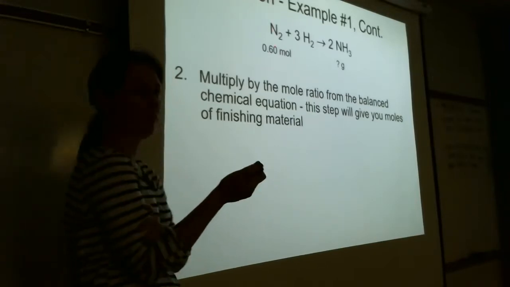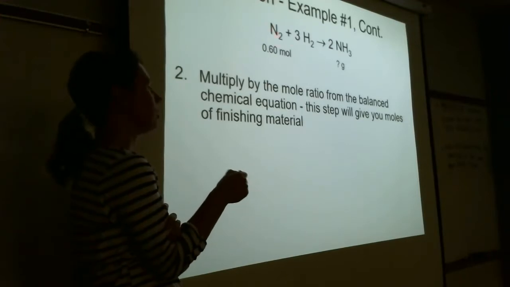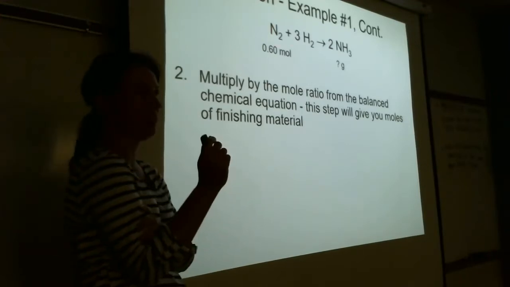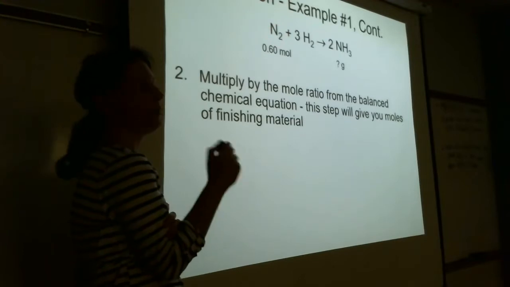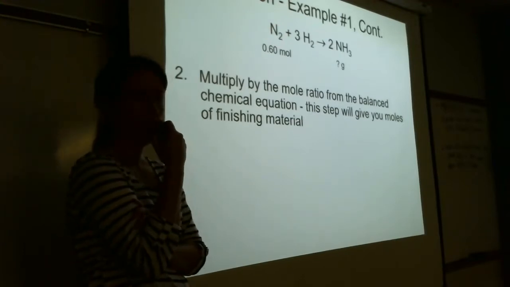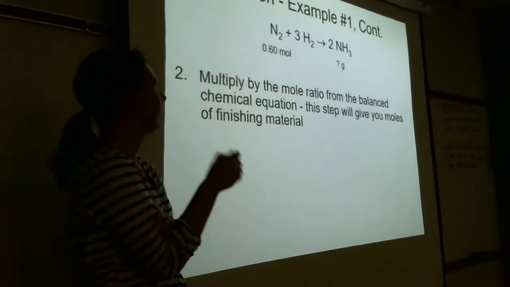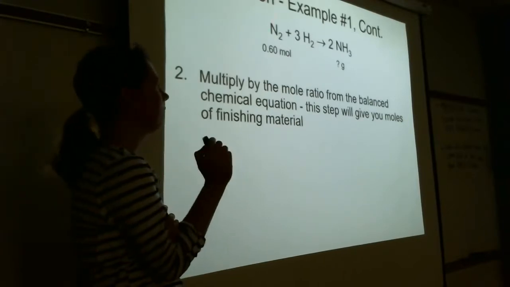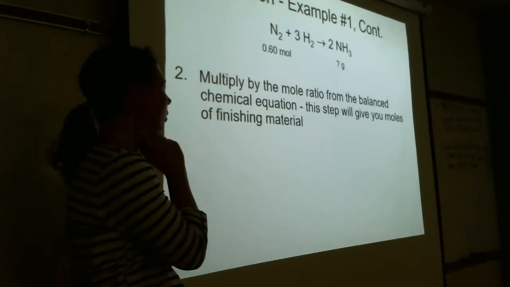So I need to set up a conversion factor so that N2 goes away and NH3 is what I get. Should N2 be on the bottom or on the top in this conversion factor? Bottom, right? Because we want it to go away, and we're going to have NH3 on top. Now those mole ratios, where do those mole ratios come from?